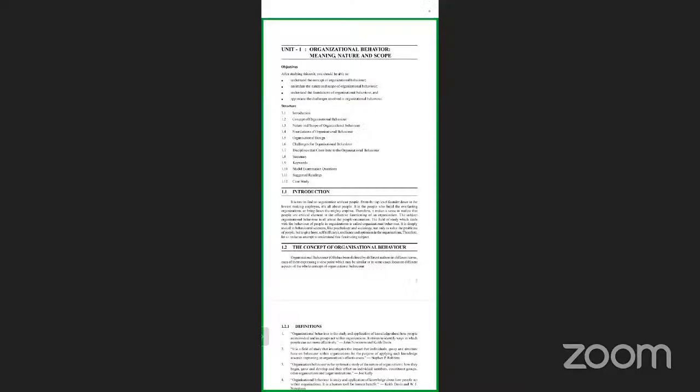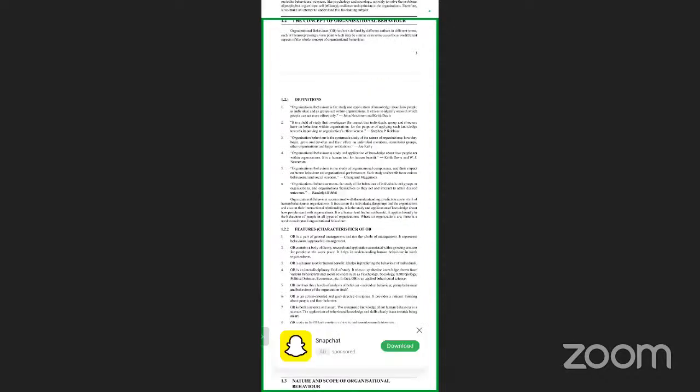In block A, there are 2 units. Both the units are covering the complete overview of organizational behavior and the theories which are related, which is divided into 2 units. In unit 1, you will be learning about organizational behavior: what it is, meaning, nature, scope, advantages, definitions, features, etc. So let's begin with understanding what is organizational behavior.